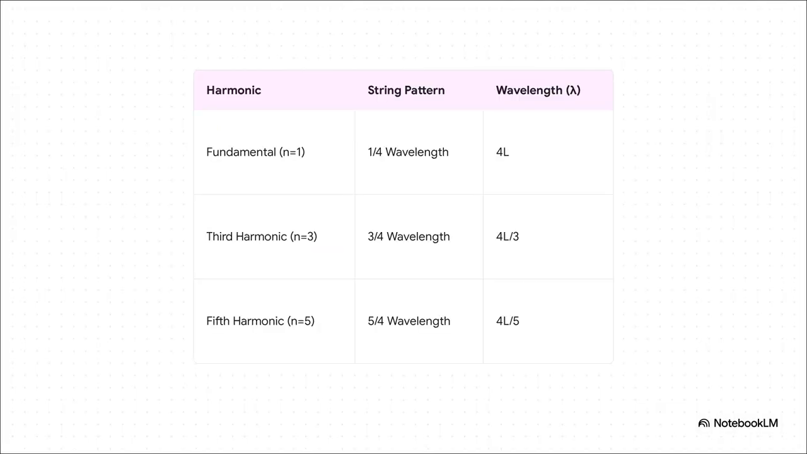So check out the pattern here. For this weird string with one free end, the absolute simplest standing wave that can fit is just the first quarter of a full wavelength. See that? The next one that works has to fit 3/4 of a wavelength, and then 5/4. It has to be an odd number of quarter wavelengths to satisfy those rules.